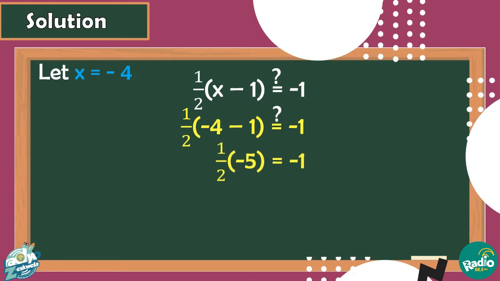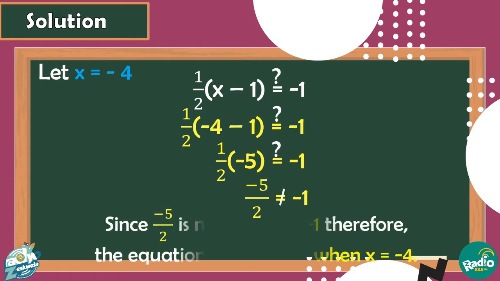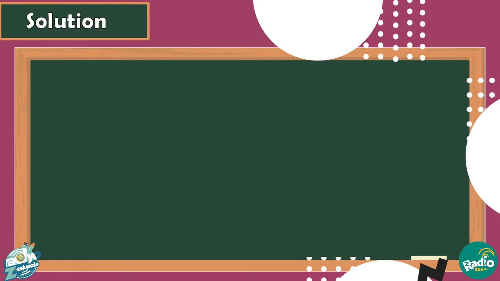By simplifying, the equation now becomes 1/2 times negative 5 is equal to negative 1. And the result is negative 5 over 2 is equal to negative 1. Is it correct? Since negative 5 over 2 is not equal to negative 1, therefore, the equation is not true when x is equal to negative 4. How about x is equal to negative 1?